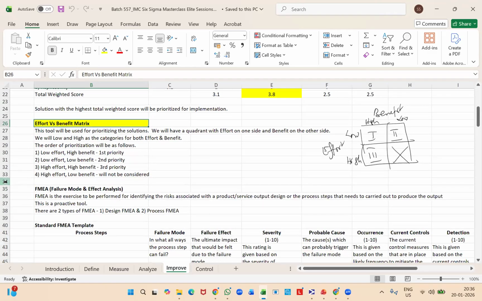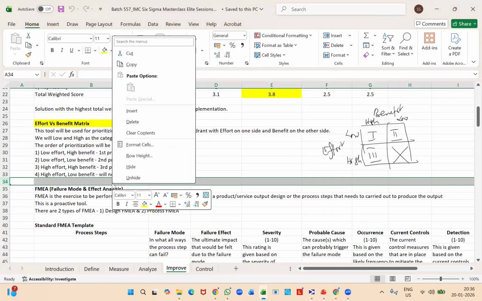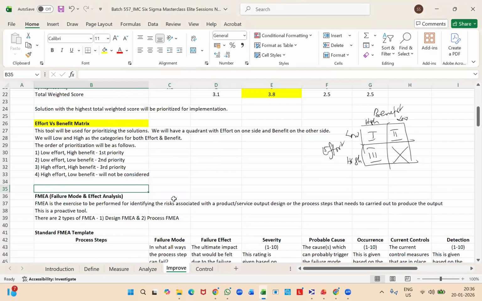And as I told you yesterday, it's important for us to identify the risks associated with the improved process steps, and for that we will be performing this exercise called FMEA, which is failure mode and effect analysis. This exercise is supposed to be done on a routine basis. Whenever we come up with a process change or a process update, we need to perform this FMEA exercise.